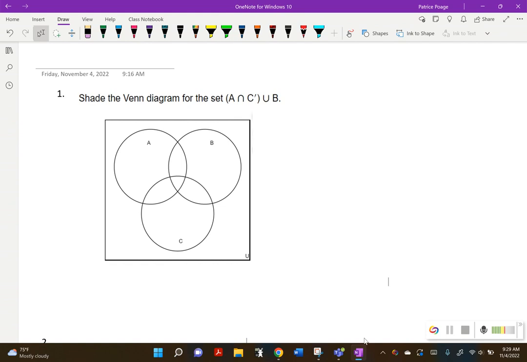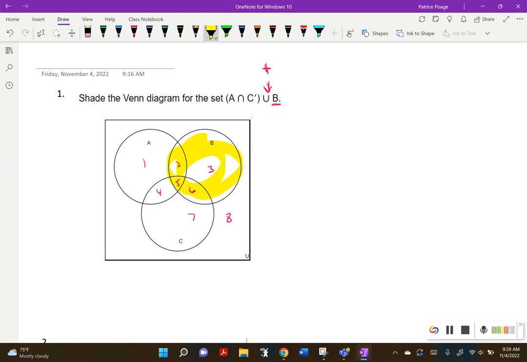Okay, this one says, shade the Venn diagram for the set A intersect C complement union B. So first thing I'm going to do, anytime I shade a Venn diagram, is I label all the parts. And then our main operation right here is union. That means plus. So the easier side would be B, all the numbers that are in circle B. So all the numbers in circle B. That's going to include 2, 3, 5, 6.